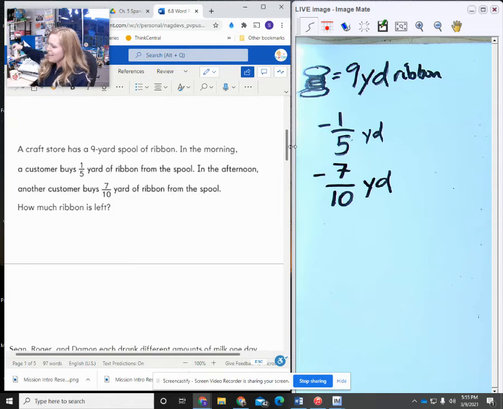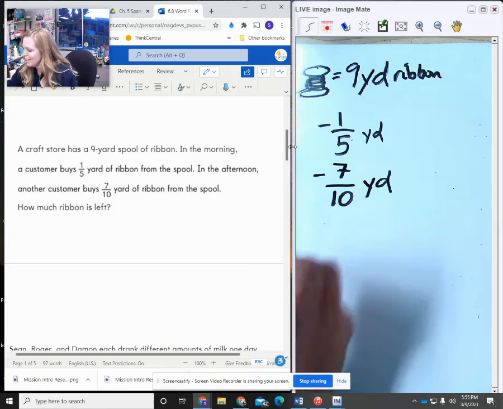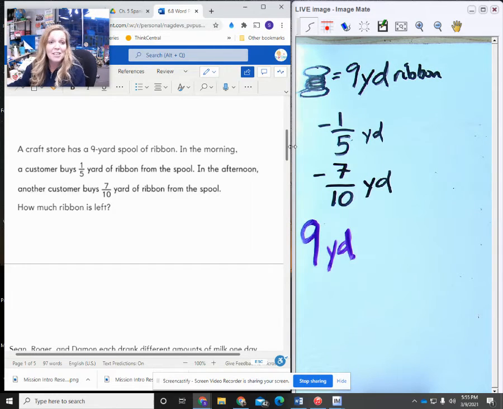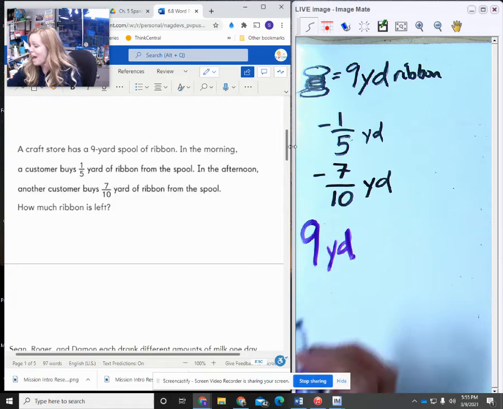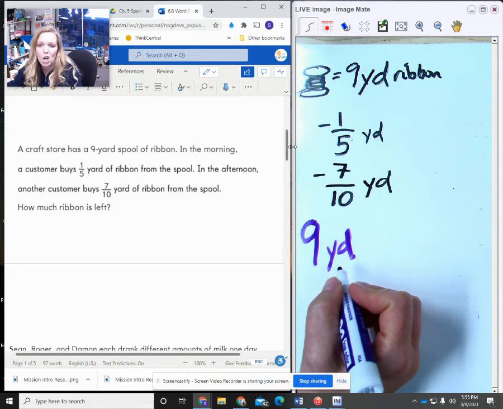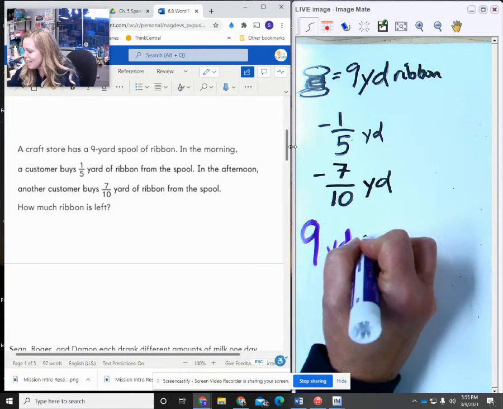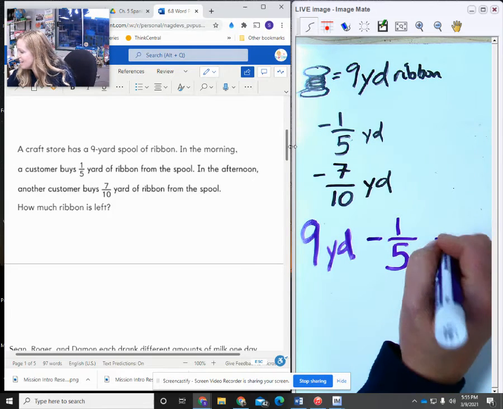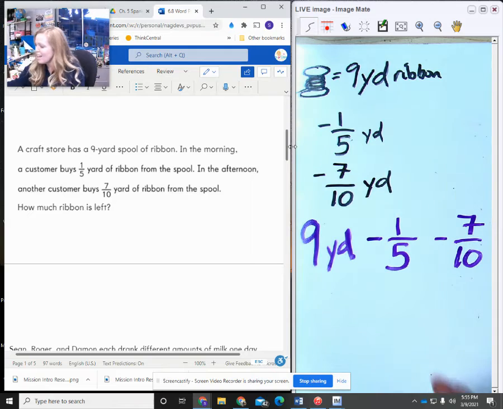Basically, we need to think of our problem looking something like this. I have 9 yards, and I'm taking away 1/5 yard, and then I'm taking away 7/10 yard, so not even 1 full yard.